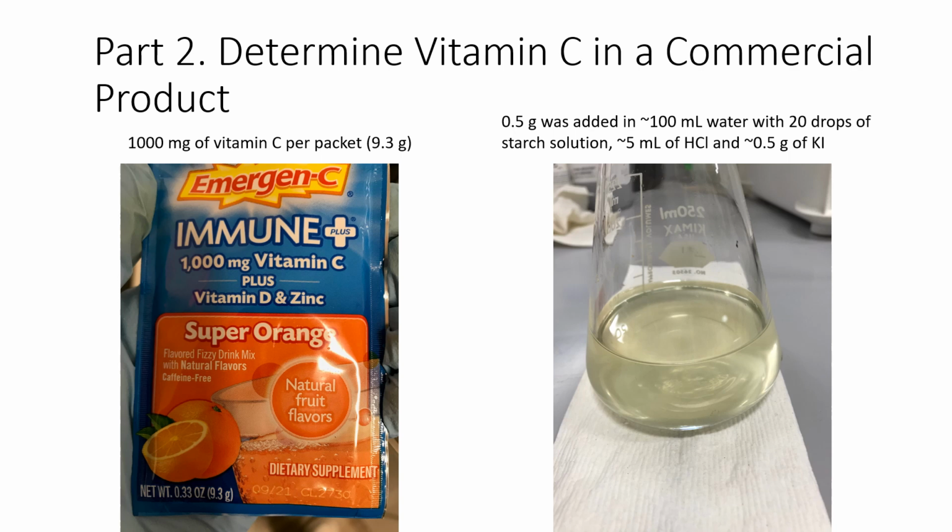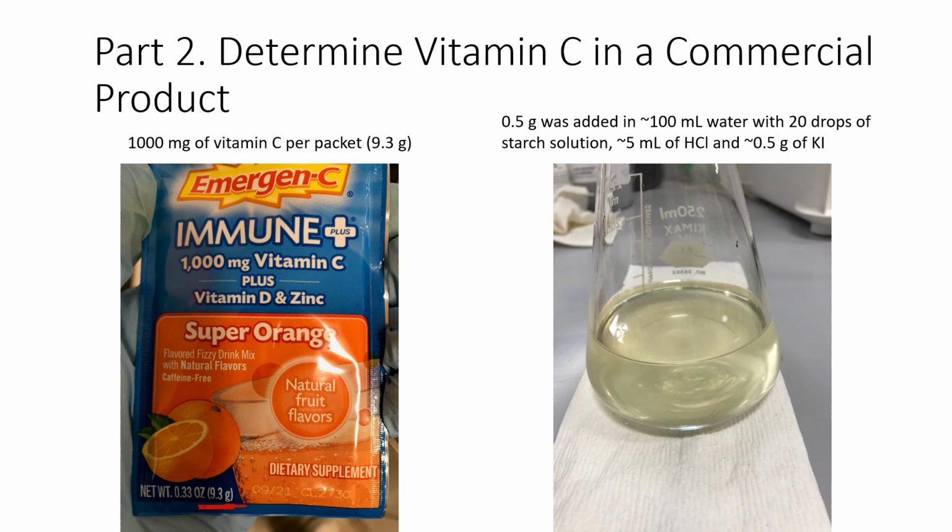So in part 2, we can now use the concentration of the potassium iodate, which is calculated from part 1, to determine the amount of ascorbic acid contained in this commercial product. When I did this experiment, I opened up this packet. Notice that each packet contains 9.3 gram of this powder. So I measured out 0.5 gram of this powder and added in about 100 milliliter of DI water.